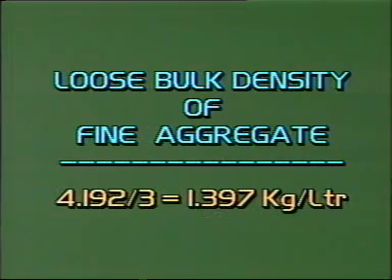The loose bulk density of fine aggregate can be calculated as 4.192 kilograms divided by 3 liters, which is equal to 1.397 kilogram per liter.